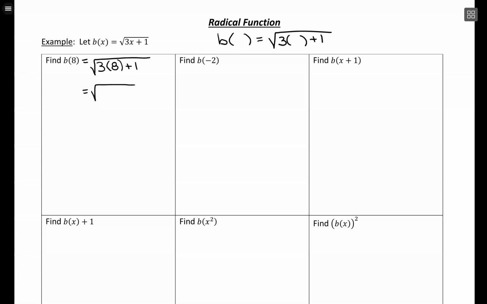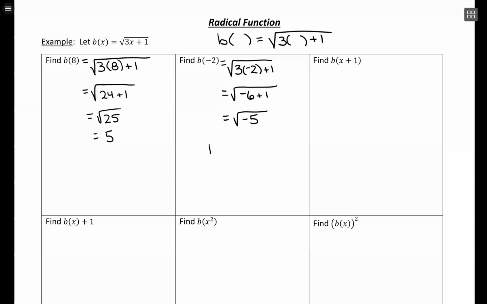So this would be a square root of 24 plus 1, which is a square root of 25, which is positive 5. Plugging in negative 2, we would do the same thing, but now we're taking square root of 3 times negative 2 plus 1, which would be the square root of negative 6 plus 1, which is the square root of negative 5, and we cannot take even roots of negative numbers. So this does not exist.